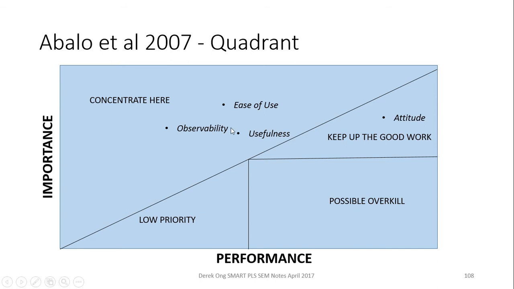So for the scores that will be calculated, any of the variables that fall under concentrate here show that these variables have very good performance, but they are not very strongly related to the dependent variables. So these are the variables that you should concentrate on. These are the variables which are okay, and if any variable falls here, then it is just overperforming and should not be taken too much into consideration. So this is a quadrant that was created by Martilla and James.